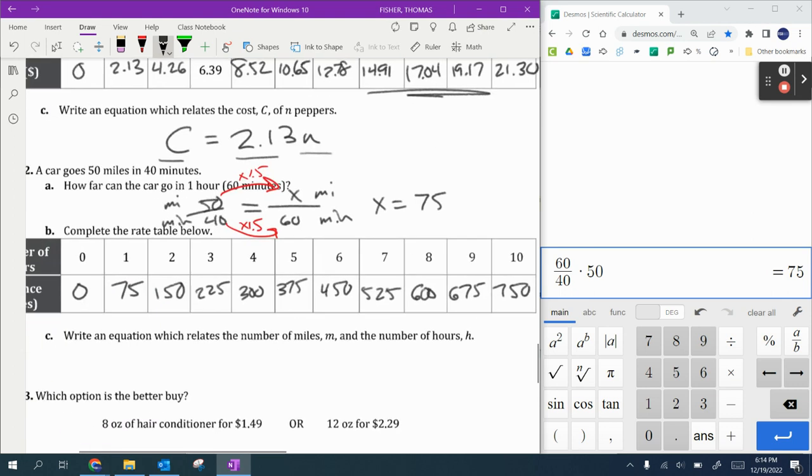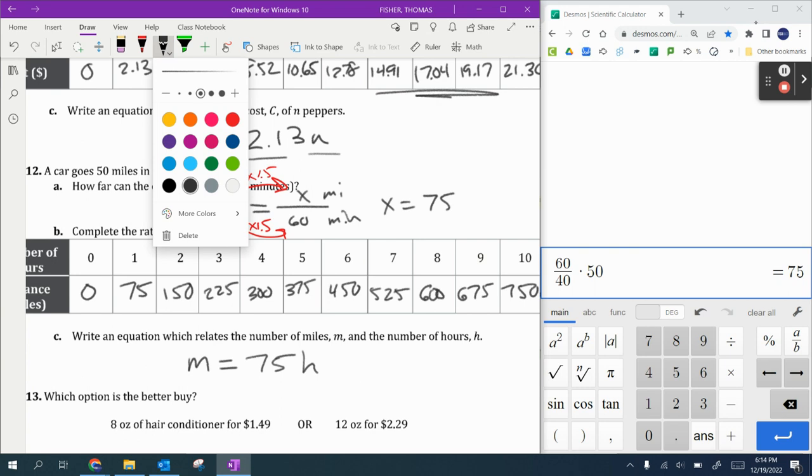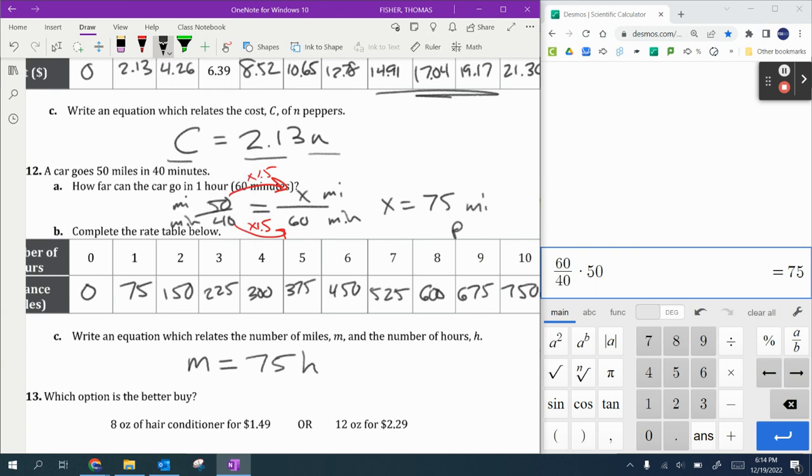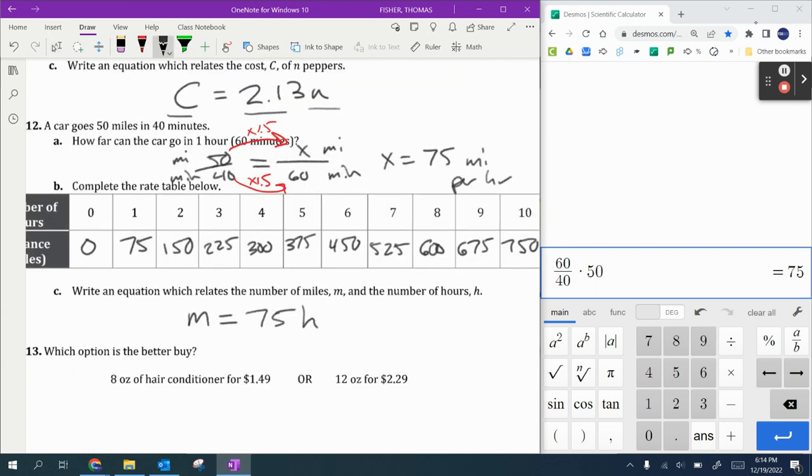And then for the equation, the miles we can drive is 75 for each hour. It wouldn't make sense the other way around. The hours we can drive is not 75 for each mile. That doesn't make any sense. We go 75 miles per hour.